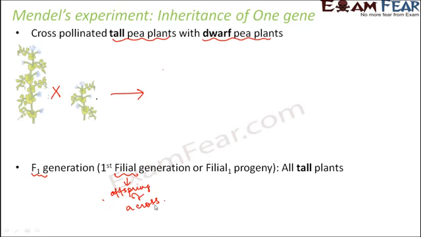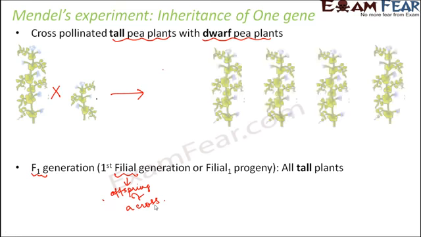He found that in the F1 generation, that is the first progeny, all the plants were tall. So this was the result, that all the plants were tall. Here one plant was tall, the other plant was dwarf. But when they were crossed together, all the plants were tall. Now it was quite surprising, right, that when one of the parents was dwarf, none of the plants which were being produced were dwarf? All of them were tall. So that was the first experiment which was performed by Mendel.